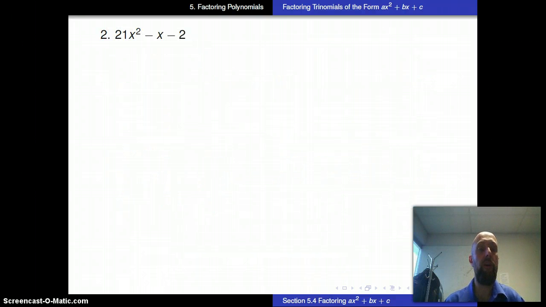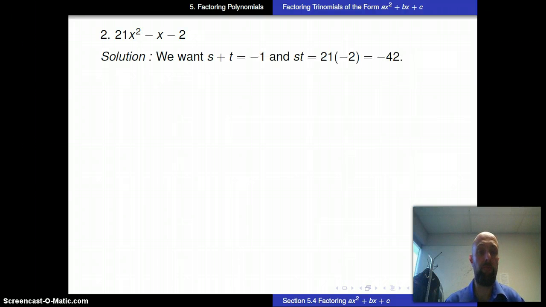Question 2. Factor 21x squared minus x minus 2. We are looking for two numbers whose sum is negative 1 and whose product is 21 times negative 2, which is negative 42. We see that negative 7 and 6 work. Negative 7 plus 6 is negative 1, and negative 7 times 6 is negative 42.